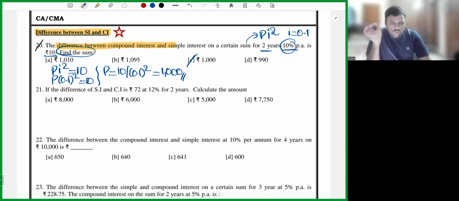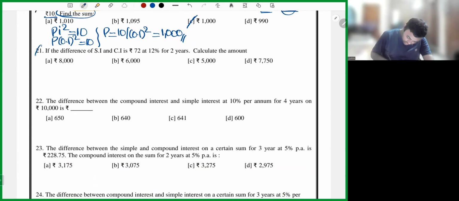Now, let's go for question number 21, my dear friends. The difference between SI and CI is 72 at 12% for 2 years. Calculate the amount. Again, same thing. What is the formula for 2 years? PI square is equal to 72. P is equal to 72 divided by I square. Rate of interest is 12%.